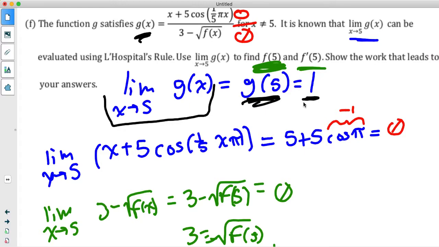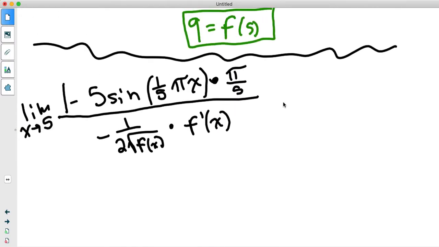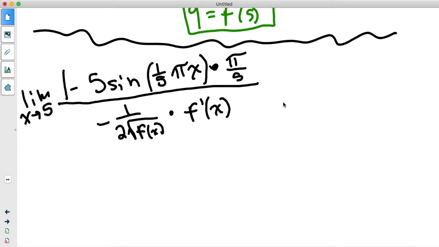If something is continuous, we can just plug 5 in, so g of 5 is equal to 1, so we know the limit as x approaches 5 of g of x has to be 1 also. So we know that this whole limit here, when we plug 5 in, is going to be equal to 1. So I'm going to plug 5 in, set it equal to 1, and then solve for this f prime of x right here.